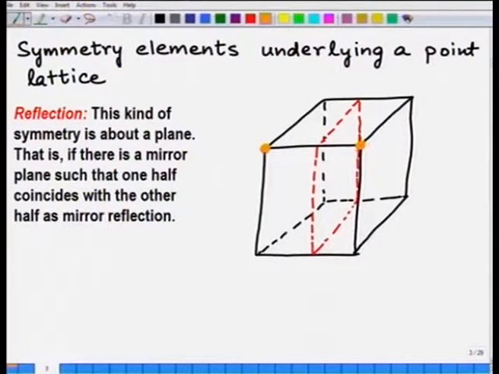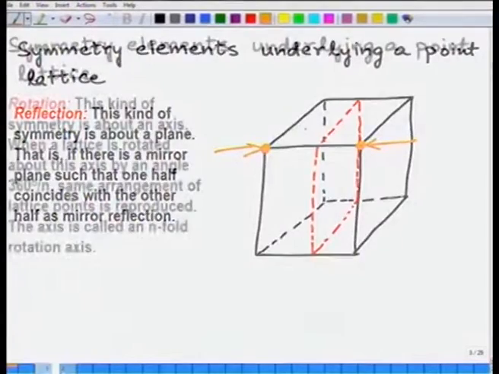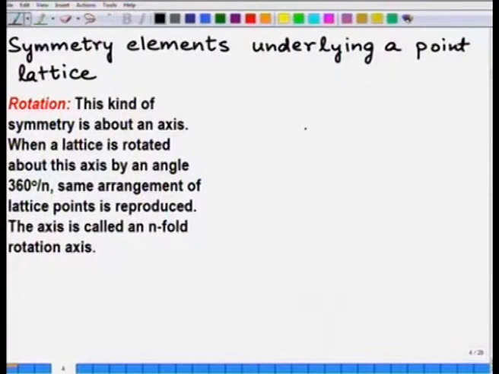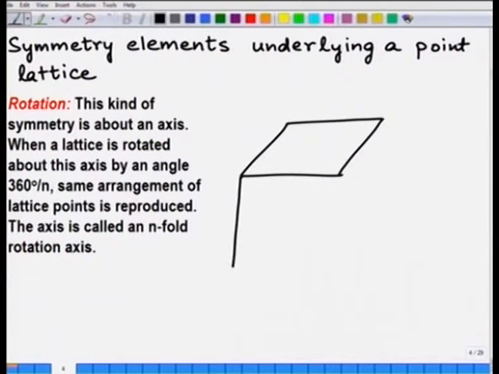If every point which appears on this side, let us say this point right here, has a mirror image on the other side, then this is a reflection symmetry. Similarly, we can think of rotation symmetry. This kind of symmetry is about an axis. So, let us try to draw an axis and show you in a cube what this would be.